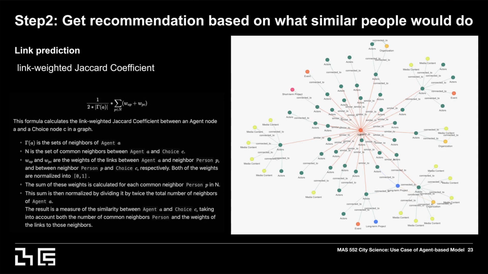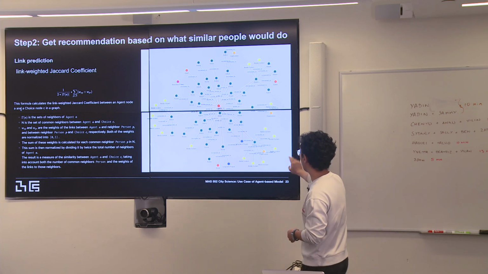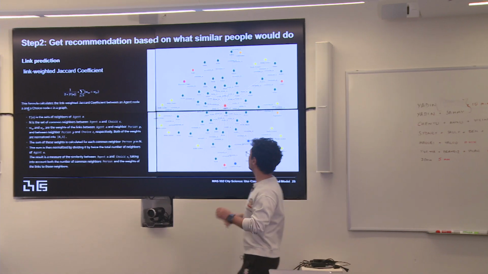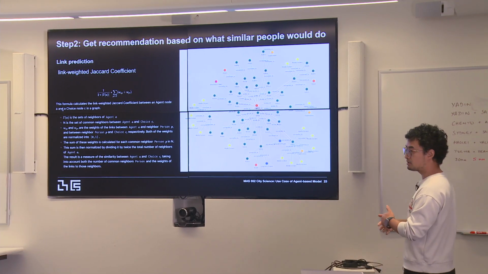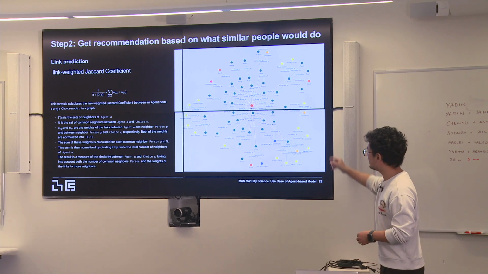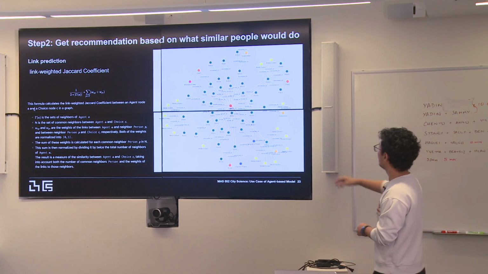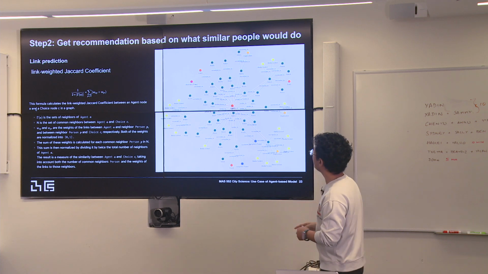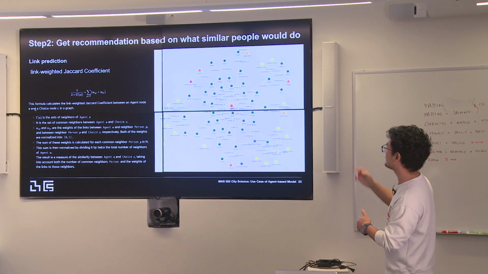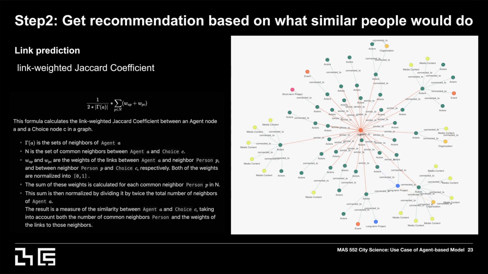Secondly, we use graph recommendation to generate behavior based on what similar people would do. We use a link prediction algorithm to calculate the different choices the agent might take. In this graph, this orange node is the new agent. We want to predict what this agent will do in this community. The green nodes are the data we already have. A green node linked with the orange node means they are similar to this agent, either because they have a similar profile or a similar social identity.